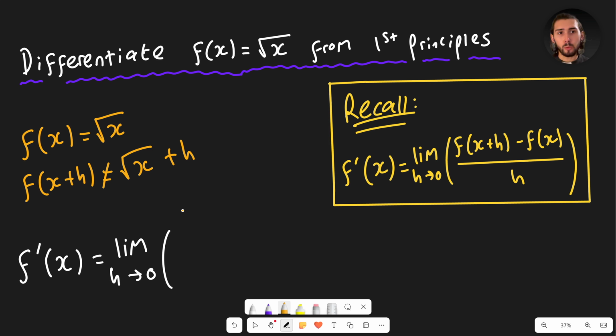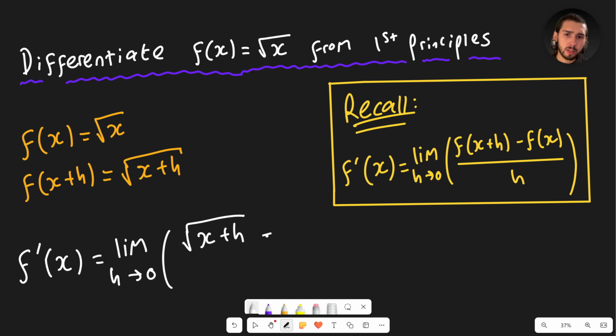But this is f of x plus h, which means all of the x's need to be replaced with x plus h. And if I replace x in this function with x plus h, then I'll be taking the square root of the entire thing. So f of x plus h here will be the square root of all of x plus h. The h is also inside the square root, okay? Right, so we're going to have the square root of x plus h minus the original function, which is just the square root of x, divided by h.